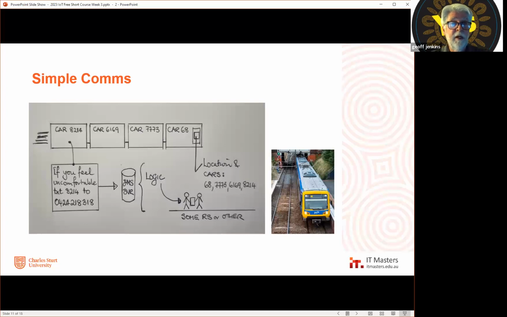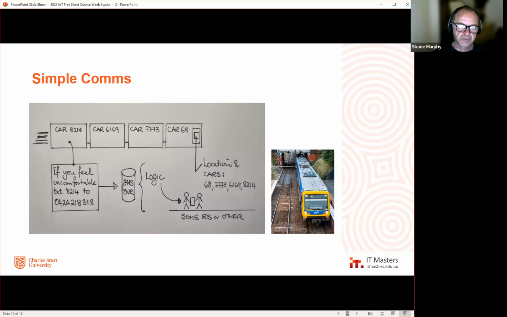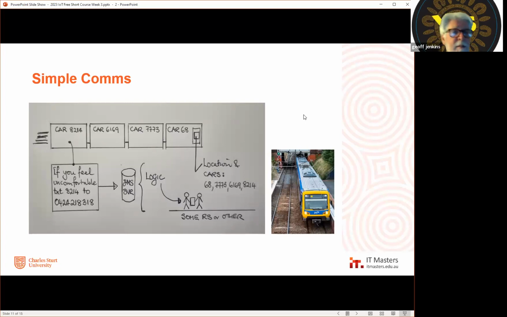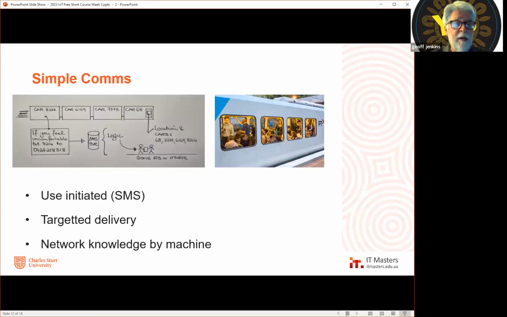It just sends a message to the relevant police, because the brain behind the system knows which police are on the next station that the train is going to go to. Or indeed on the train itself. Yes, indeed. My diagram lets us down a little bit there, because that logic should also be talking to the train driver, but never mind. So I like this example because it's, and in fact, we can jump, Shane, to the next one, because the one after it's going to take us some time because it's the complex one.